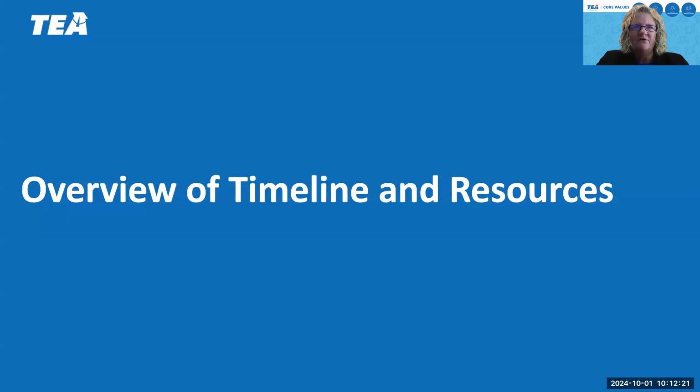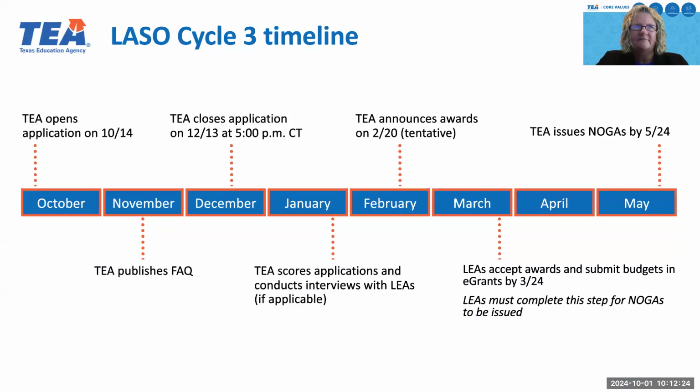Now let's look at the overview of timeline and resources. Here it is in a nutshell. The LASO grant opens on October 14th, and we'll share how that application will be available to you in a future slide. In November, we will gather all of the FAQs from the program webinars and publish them. The FAQs for the general webinars will be posted the next week, but then we also have a plethora of program webinars, and that will constitute the November FAQs, all together. The application closes on December 13th at 5 p.m.